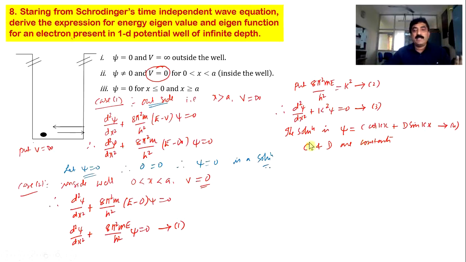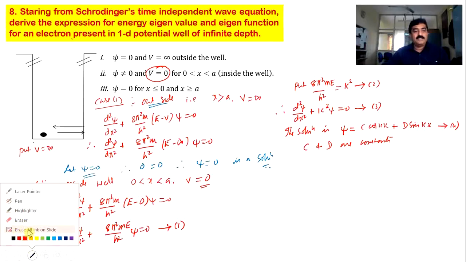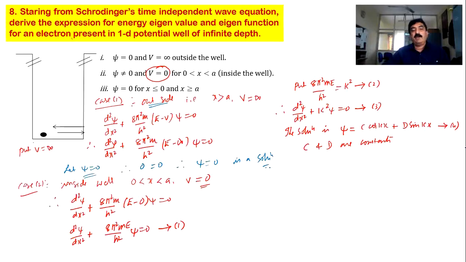What I mean to say is, either c may be 0 or d may be 0, but definitely c and d both are not equal to 0. Okay, now let us find the values of c and d. First step, to find c.